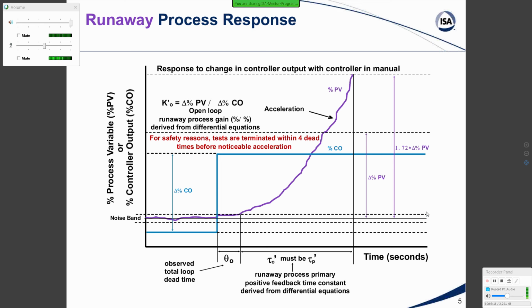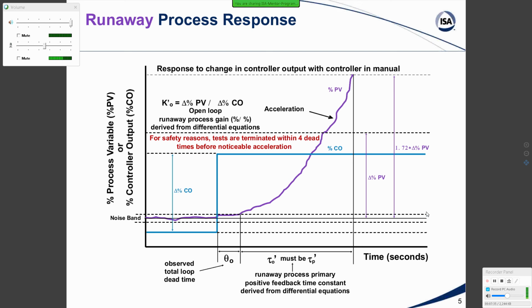Anyway, this acceleration is rarely seen because we don't do an open loop test. This would not be safe to do. So we terminate that test before we probably see the acceleration.